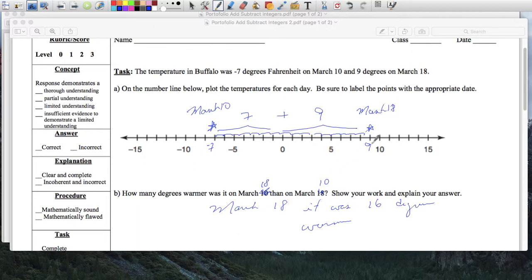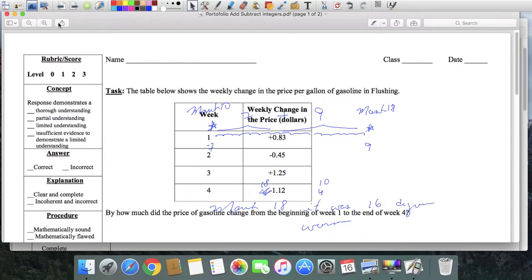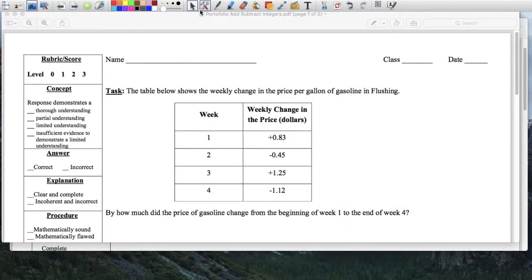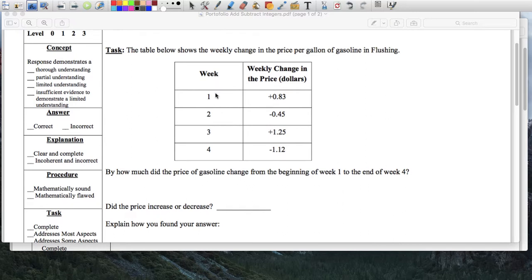Okay, so this question is pretty simple. Let's go to the next question. So this is a change of gasoline. So the price, there was a starting price. Okay, I don't know what it was, so this is the starting price. And I know that from the starting price on week 1 it went up, then it went down, it went up again, it went down.